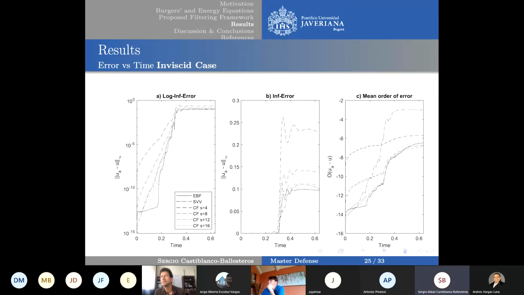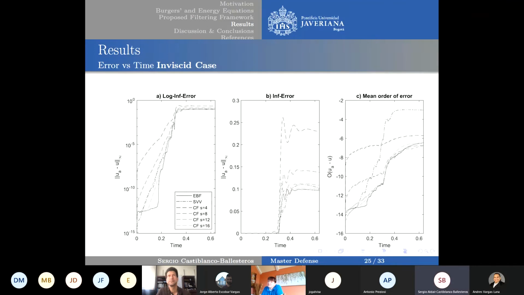Now, the most remarkable result here is that when the solution does not need stabilization at all, the proposed methodology keeps it intact. So see how the error is well preserved in the beginning of the simulation, for times between 0 and 0.2 approximately.